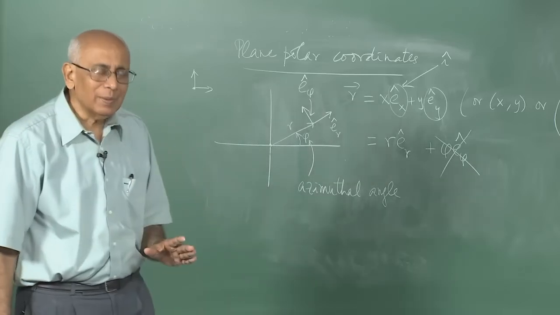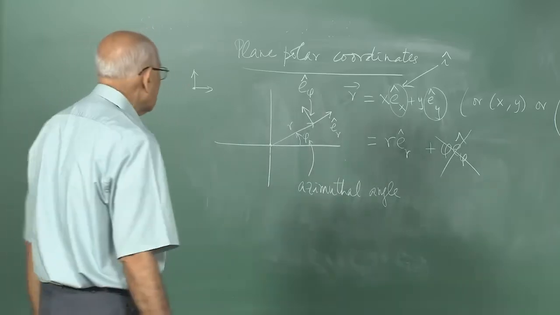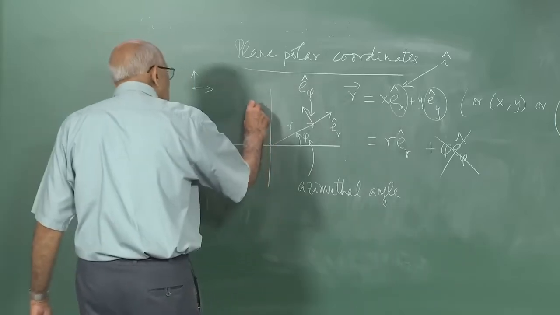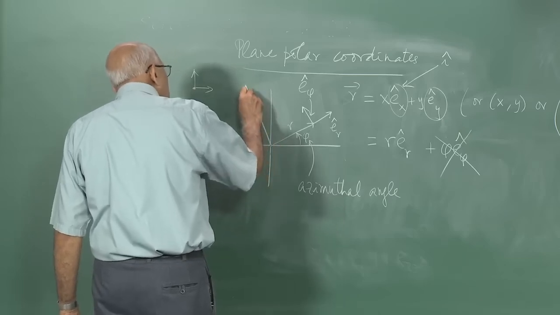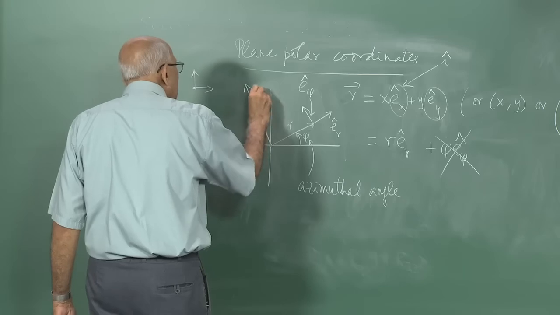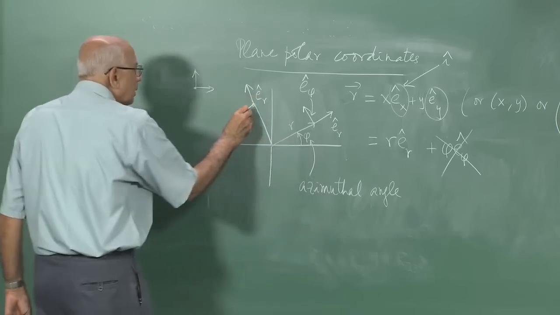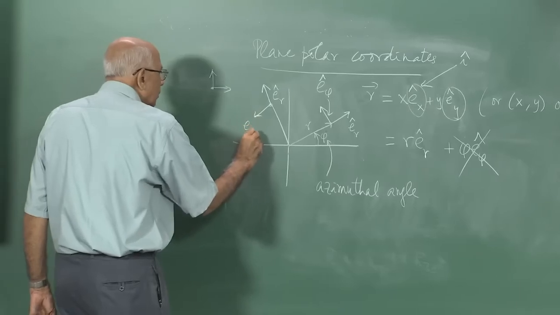Okay. But here comes the catch, here comes the point. If you go to some other point and ask what is the unit vector, it is equal to e sub r here, and the azimuthal vector is going to be e sub phi here.